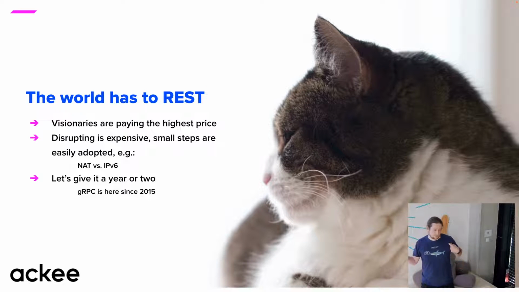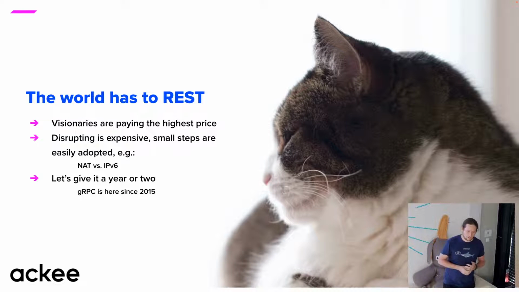So the same goes for gRPC. We talk about gRPC quite a lot. So it's not really that easy, and let's give it a year or two. That's the same thing you can do with IPv6. It's going to happen. It's going to be much better supported. It's going to be fine. But gRPC has been here since 2015, so the only thing I'm happy about is that Google is still supporting it and working on it. So it's going to get better one day.